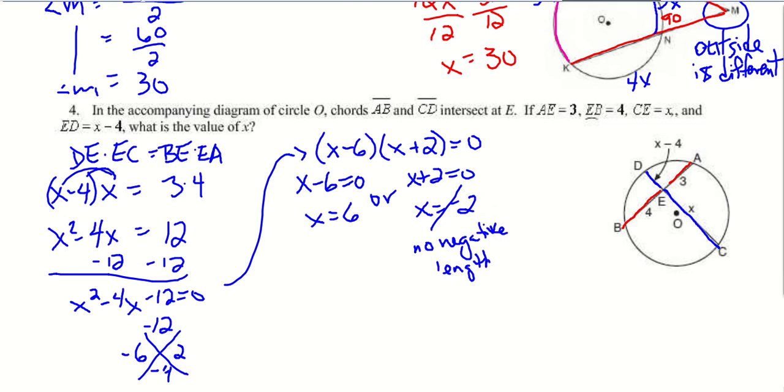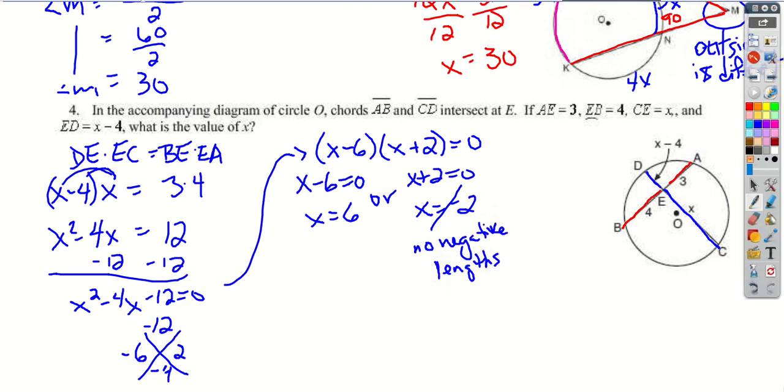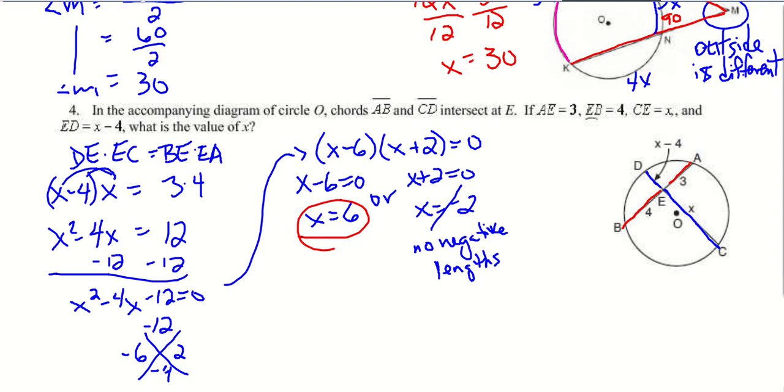Remember, don't go hating on our negative numbers. Just because it's negative doesn't mean it's got an answer. It won't be an answer only if it's in terms of angle measures or lengths, or in terms of the question here. So our answer is 6. That's all it's asking for, was the value of x. It's not asking for a segment length, so we're done.